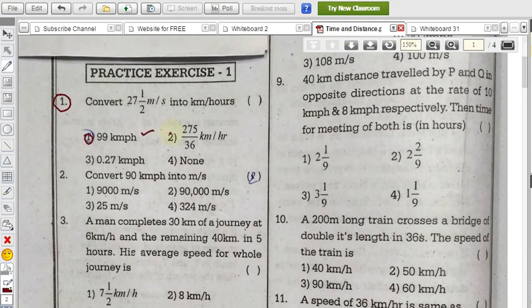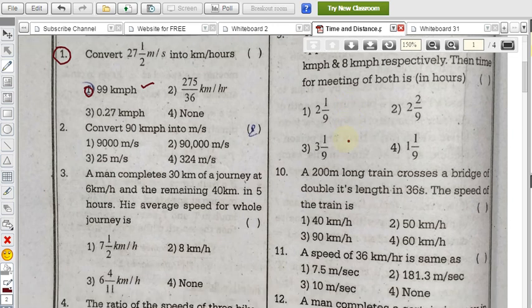If the vehicle goes 27.5 meters in 1 second, in 1 hour it reaches 99 kilometers. Next, convert 90 kilometer per hour into meter per second. For meter per second, multiply by 5 by 18. 18 ones are 18, fives are 5, 5 fives are 25. So 25 meter per second.